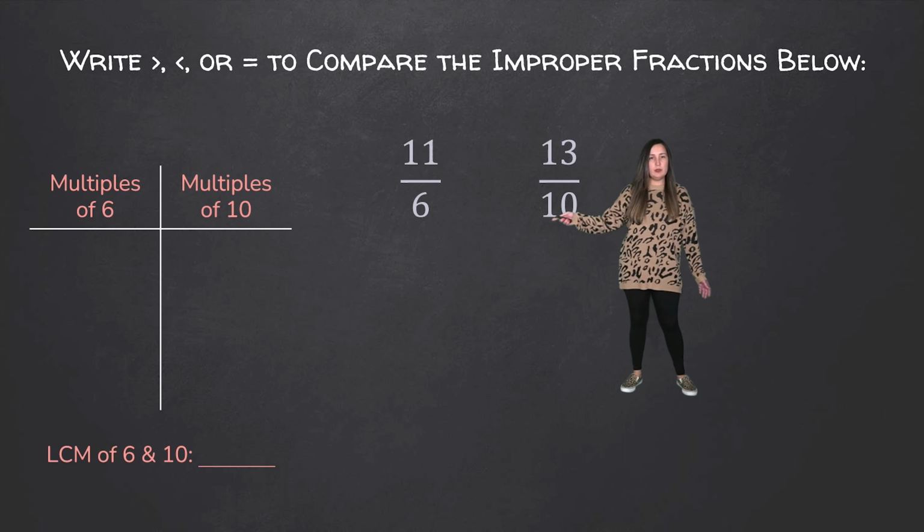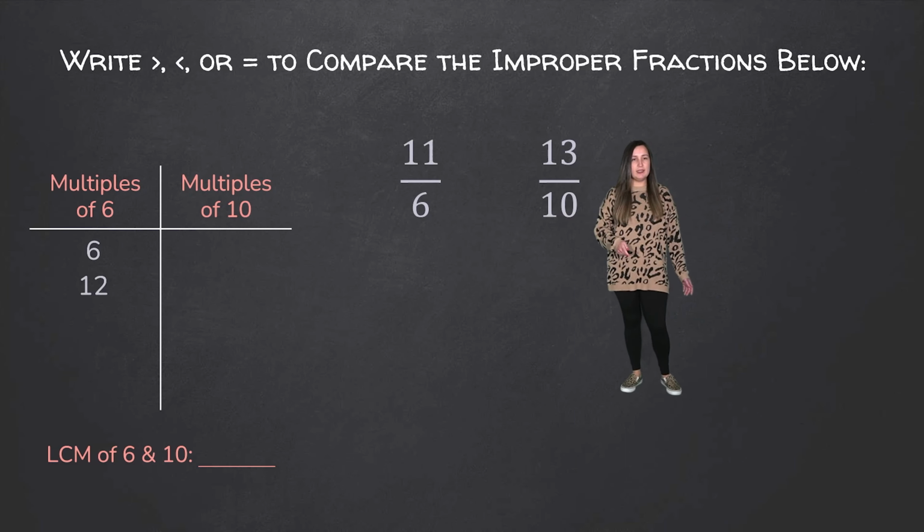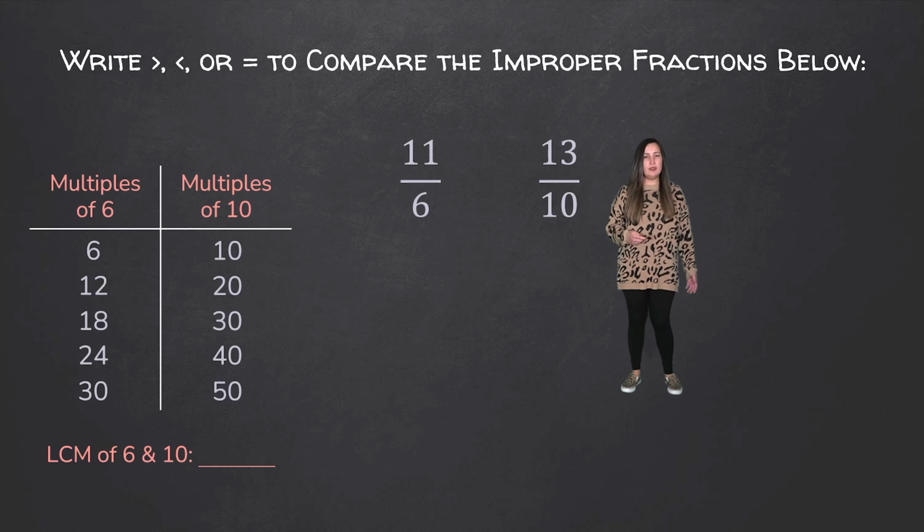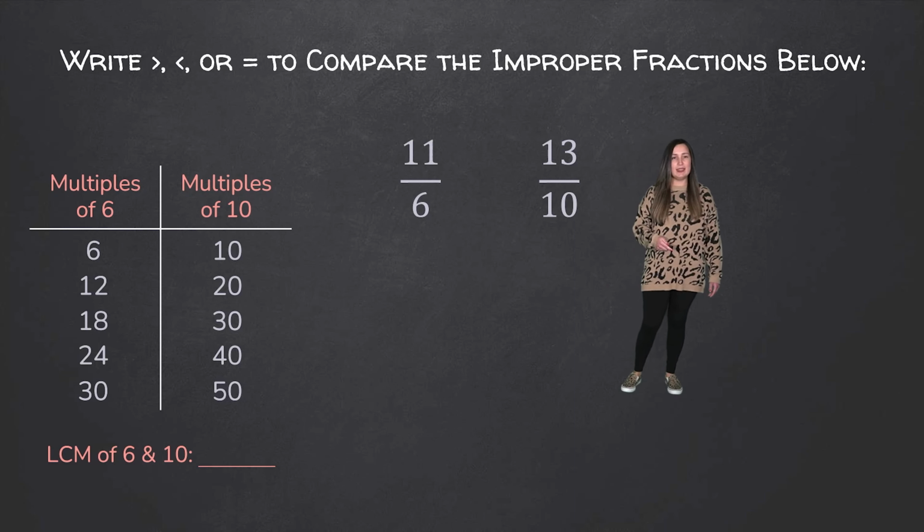So our multiples of 6 are 6, 12, 18, 24, and 30, and so forth. And our multiples of 10 are 10, 20, 30, 40, 50, and so forth. And notice that the least common multiple in this case is 30.